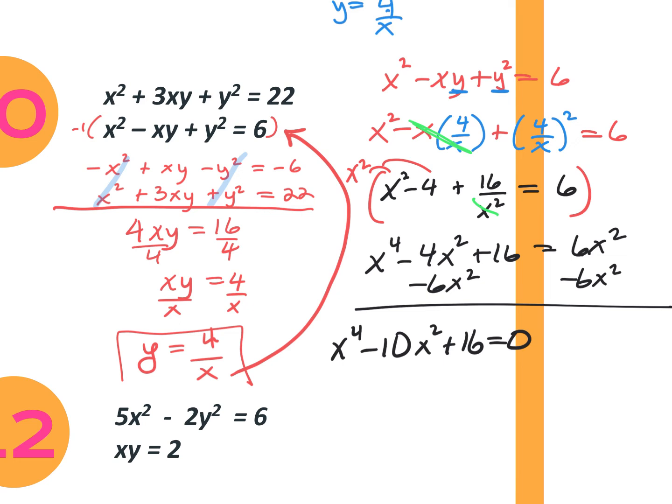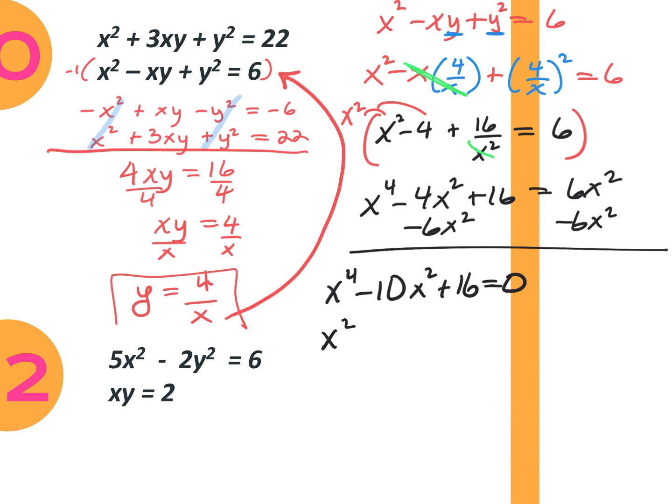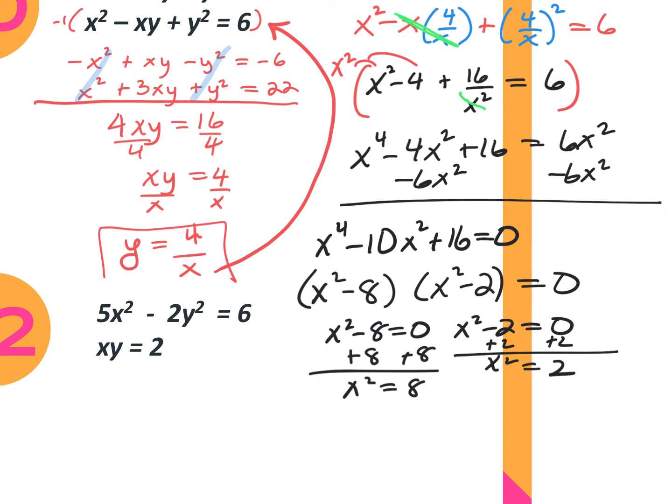I now need to see if I can factor this, which I can. Factors of 16 that give me negative 10 are going to be negative 8 and negative 2. So x squared minus 8, x squared minus 2. Set each factor equal to 0. Add the 8: x squared equals 8. Add the 2: x squared equals 2. I need to square root both.